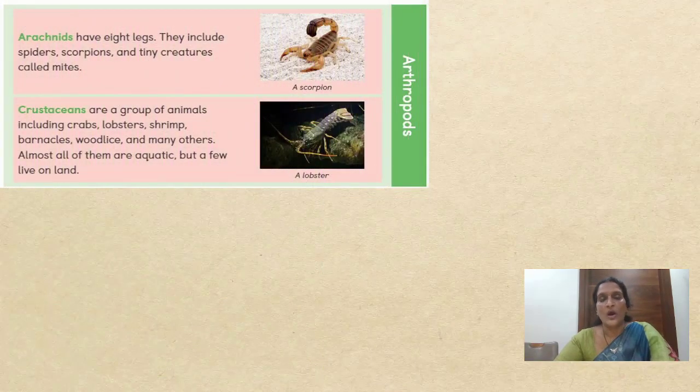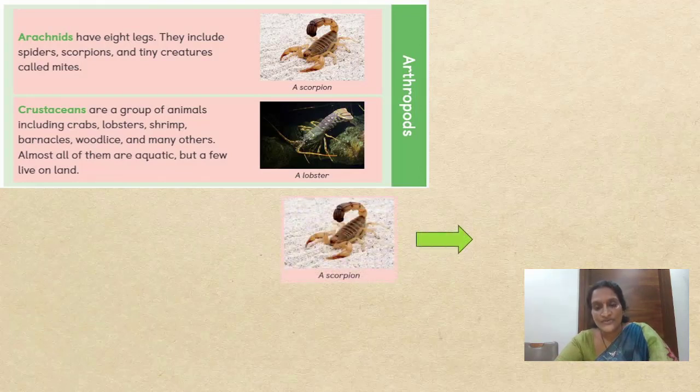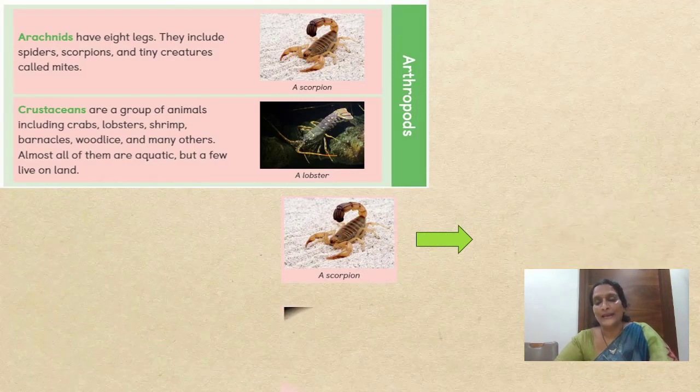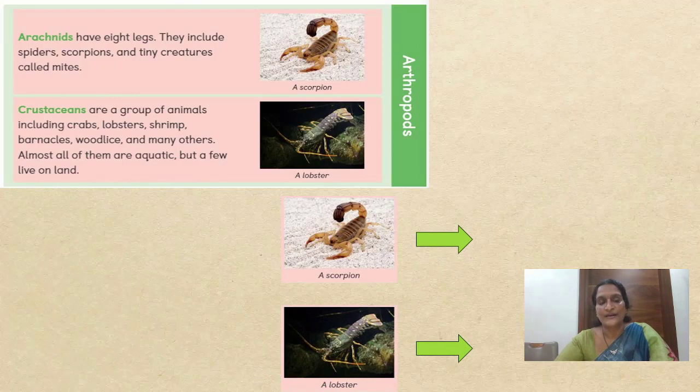Okay children, how many legs do arachnids have? Arachnids have 8 legs. Examples: spiders, scorpions, mites. Next, crustaceans. Examples of crustaceans: lobsters, shrimps. Scorpion is what? Arachnid. Lobster, crustacean. Shrimp, prawn, crustacean. Almost all of them are aquatic.